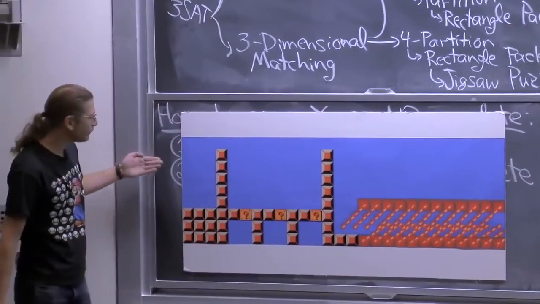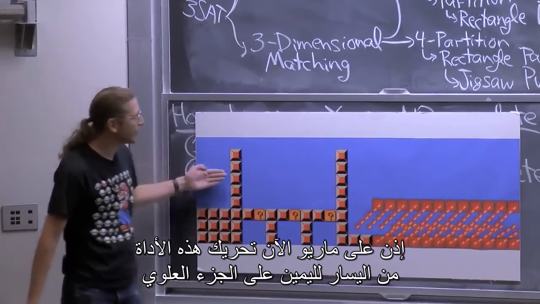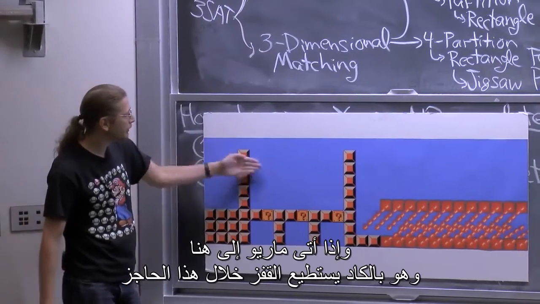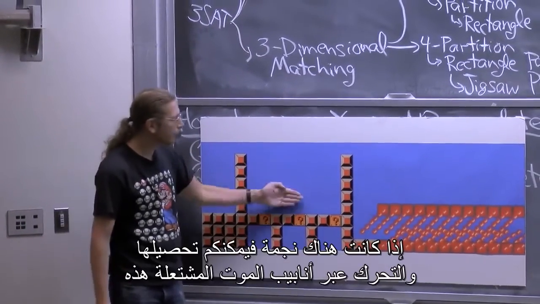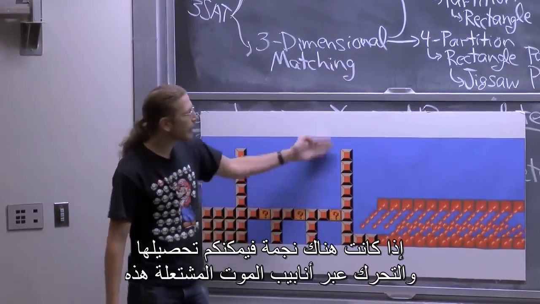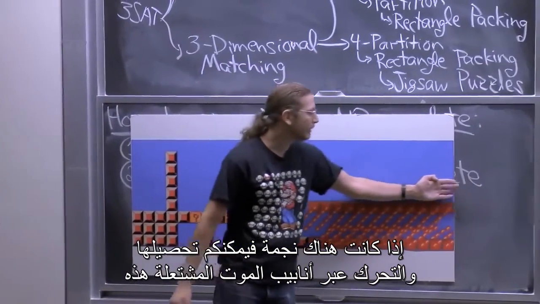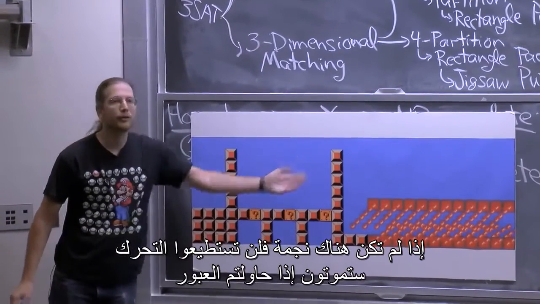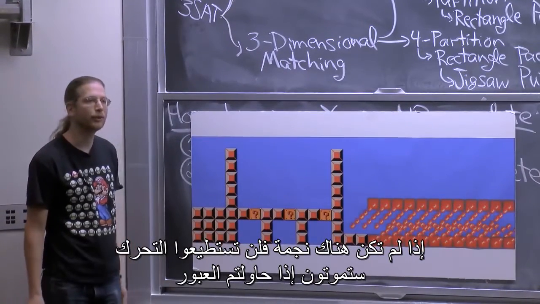And so now Mario's going to have to traverse this gadget from left to right on this top part. If Mario comes in here, and you can barely jump over that, if there's a star, you can collect the star and then run through all of these flaming bars of death. If there's no star, you can't. You'll die if you try to traverse.